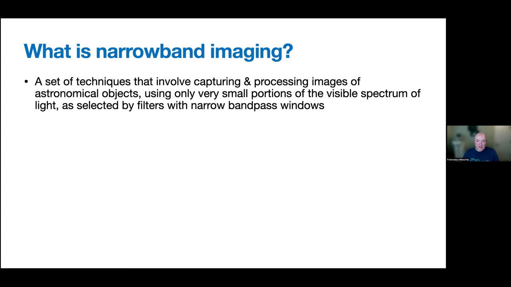So I will start with the definition. What is narrowband imaging? We call narrowband imaging a set of techniques. It's not just one. These are all the techniques that involve the capturing and the processing of images of astronomical objects by using only very small and narrow portions of the visible spectrum of light. We do that by selecting the portions of the spectrum of our interest using narrowband filters with narrow bandpass windows. That's why we call it narrowband imaging. It refers to the bandpass of the filters.